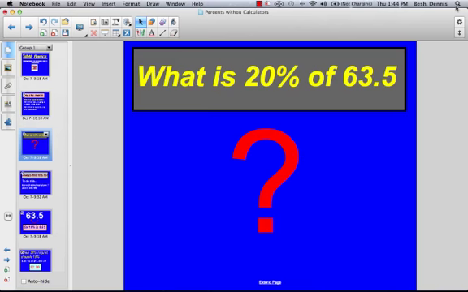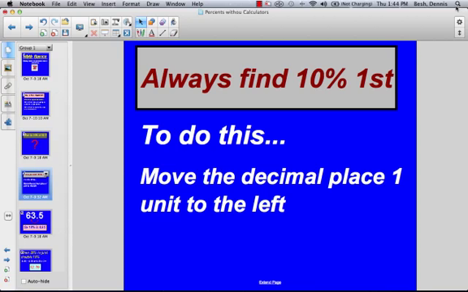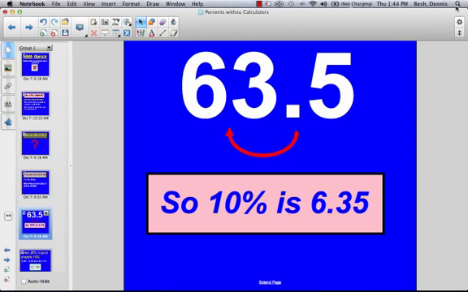Let me give you an example problem. Like, what is 20% of 63.5? The technique we are going to use is going to be similar throughout. The first thing that you always do is you find 10% first. And to do this, you simply move the decimal place 1 unit to the left. That's it. That's all you've got to do. So now 63.5, 10% of that is 6.35.